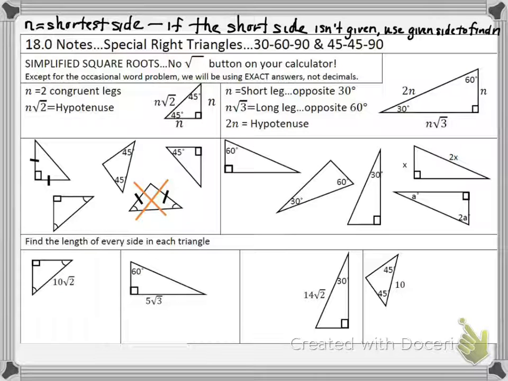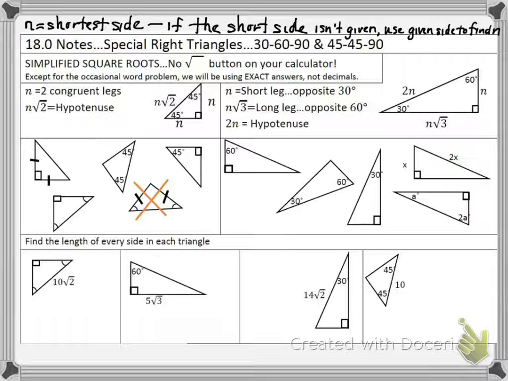These are the notes to go with our 18.0A and 18.0B assignment. Our textbook doesn't have a section 18.0, but we thought it would be good to review the special right triangles before we go into the rest of the new stuff we're doing with this.